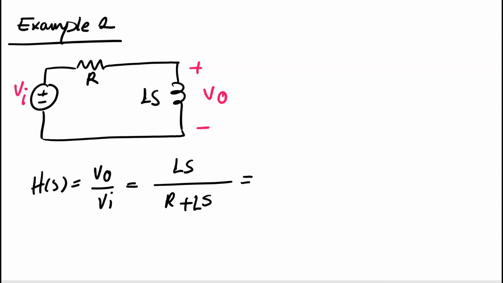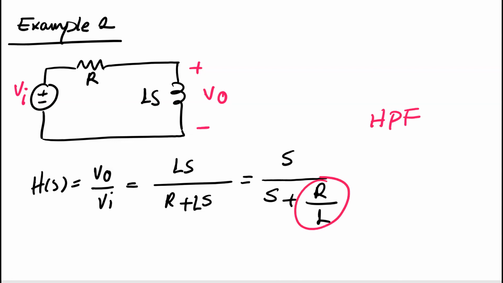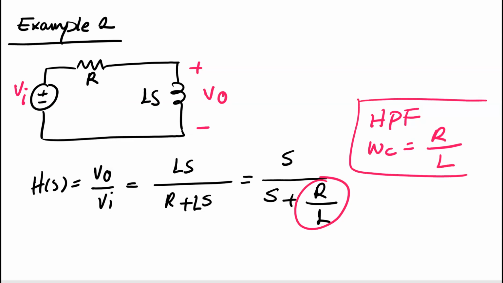and then by dividing everything by L to bring it in the form of a standard transfer function. So what we have here right now is obviously a high-pass filter with a cutoff frequency equal to R over L. So this is basically our no load scenario. Now I want to see what happens if I attach a load equal to RL to the output of this circuit.